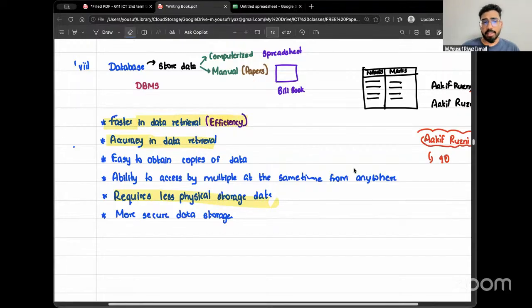Independence of data. What do you mean by independence of data? Even in a manual database, your data is independent. Like your data is there separately. It's not relevant to anything outside.